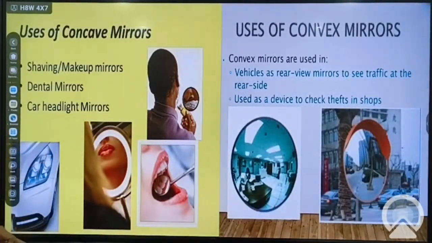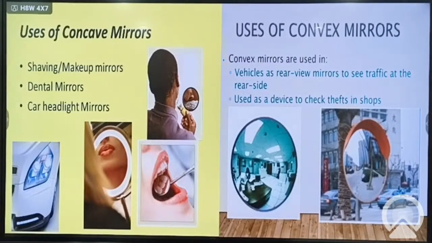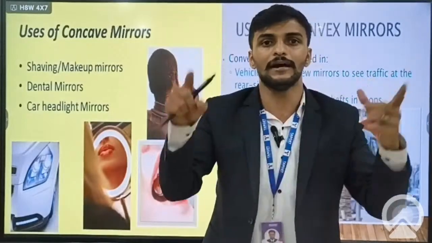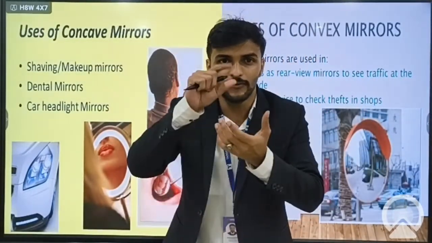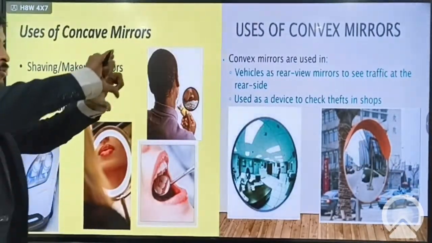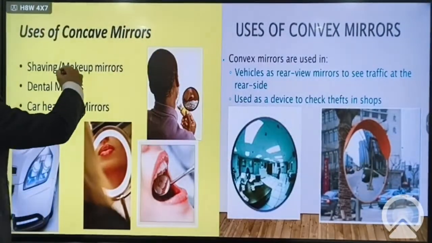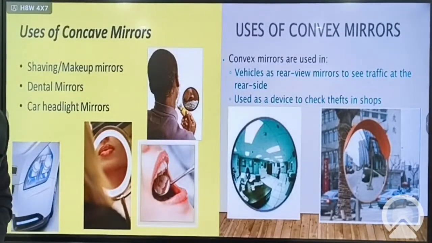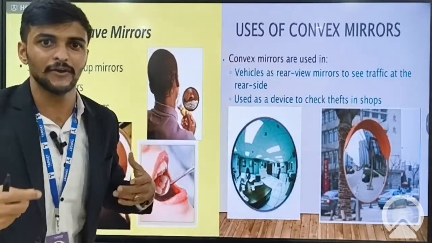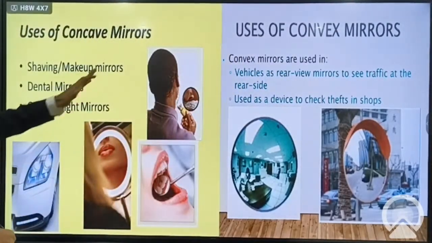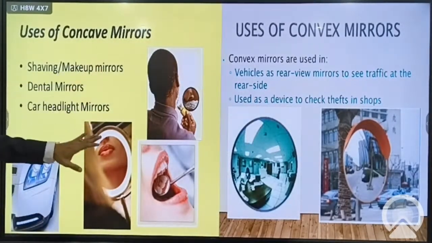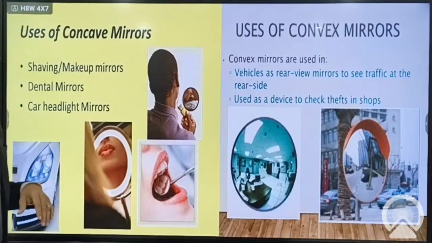Okay, so the uses of concave mirrors. We know concave mirrors produce enlarged images. Like when we are taking a photo of something, we will zoom, right? So like that, concave mirrors produce zoomed images. That is why we use shaving mirrors as concave mirrors, because we want a bigger image. We want a zoomed image. That is why we use concave mirrors, and also dental mirrors. We want a zoomed image. That is why we use concave mirrors as dental mirrors, and in car headlights.